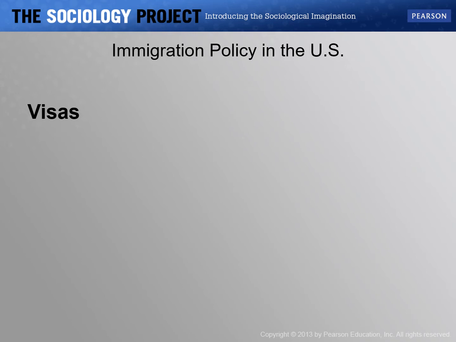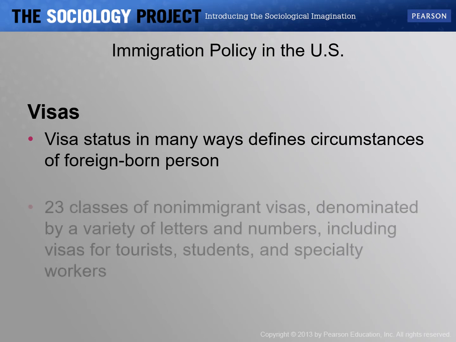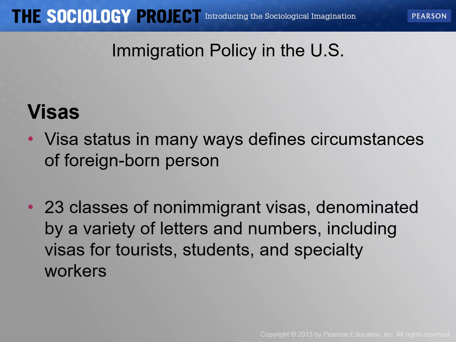People who are seeking immigration get a visa, which reflects the circumstances of the foreign-born person and why they're there. 23 classes of non-immigrant visas exist, denoted by a variety of letters and numbers, including visas for tourists, students, and specialty workers. When we went to Uganda, we had to get work visas because we were doing non-government agency work in a church.